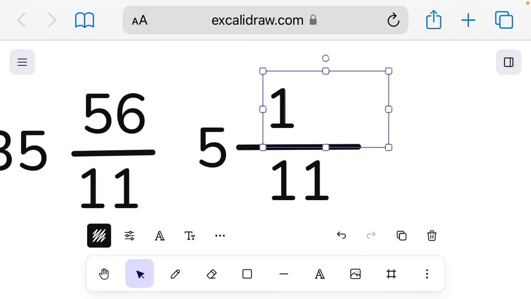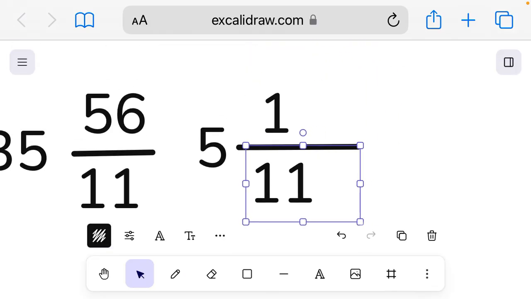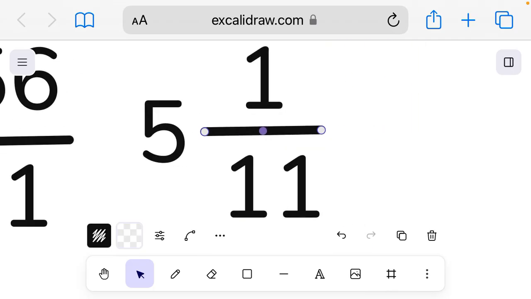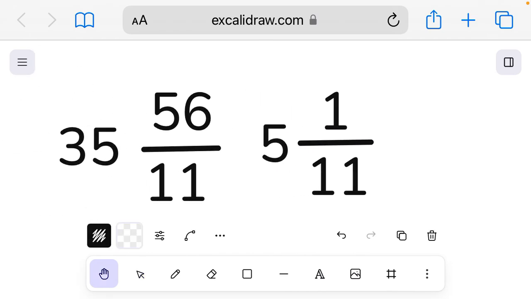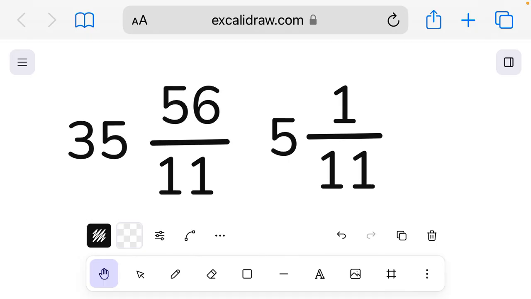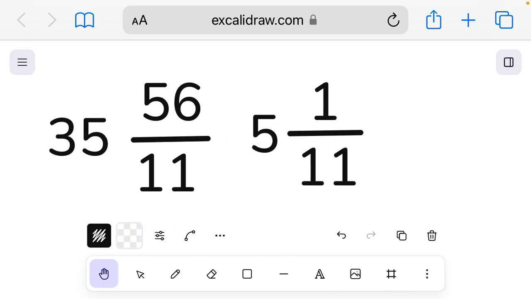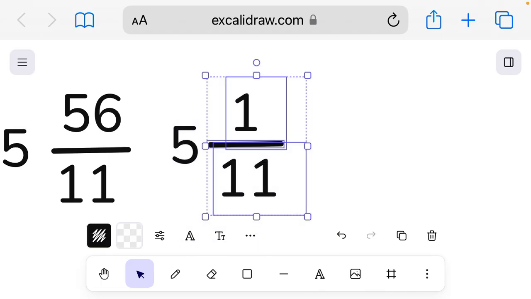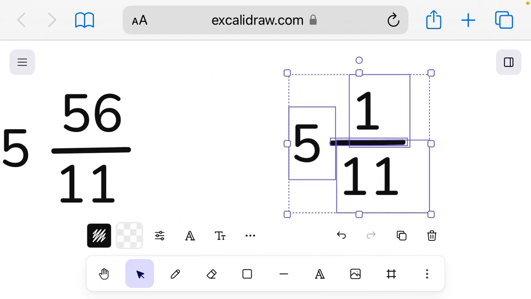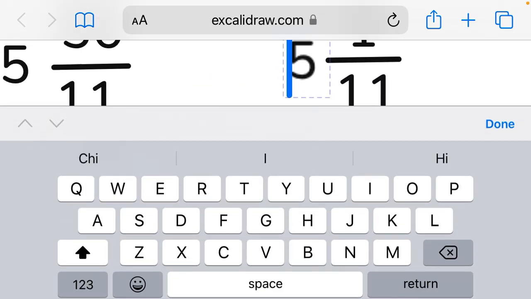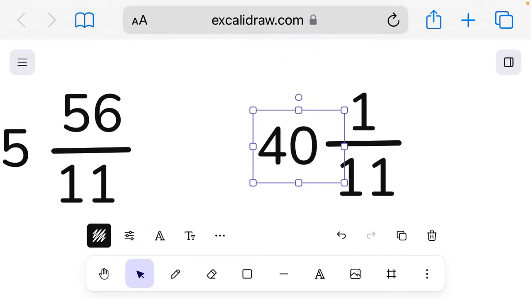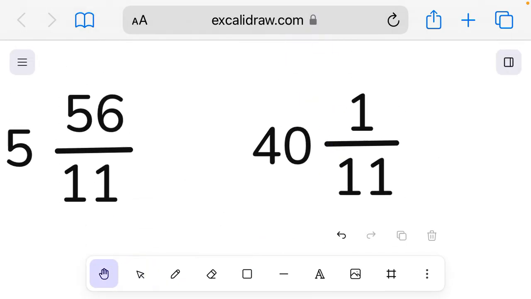This is how you do the trick without dividing it. Dividing it just wastes time. So the conversion is simply 5 and 1 over 11. But we need to add 35 plus 5. So 35 plus 5 is 40. So the answer is 40 and 1 over 11.